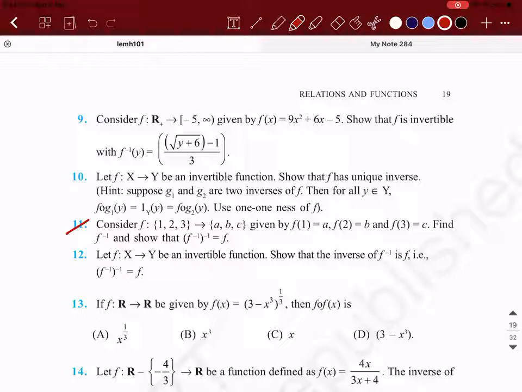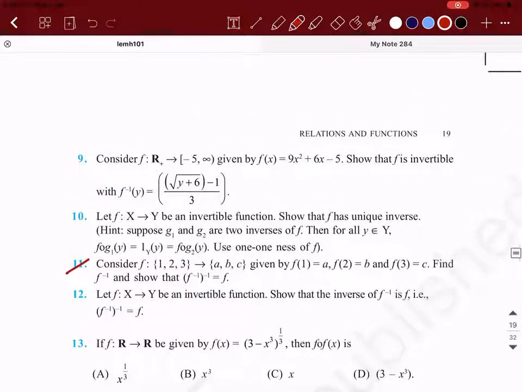f is a function mapped from {1, 2, 3} to {A, B, C}, given by f of 1 is A, f of 2 is B, and f of 3 is C. Find f inverse. You have to tell me, is it bijective? I think you need to know what f is, right? So what is f equal to? f is equal to {(1, A), (2, B), (3, C)}. Well, then what will f inverse be?